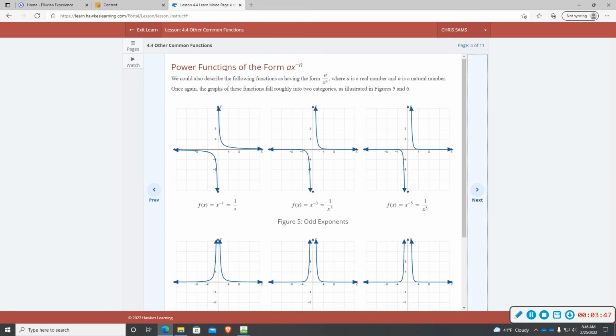So these are some forms of a to the negative n. That means n is on the bottom, so that's a divided by x to the n. So it's like 1 over x. Like here, x to the negative 1 power is 1 over x.